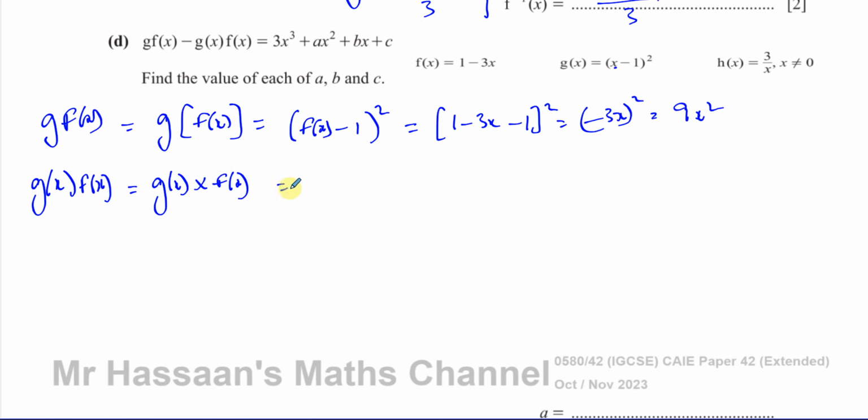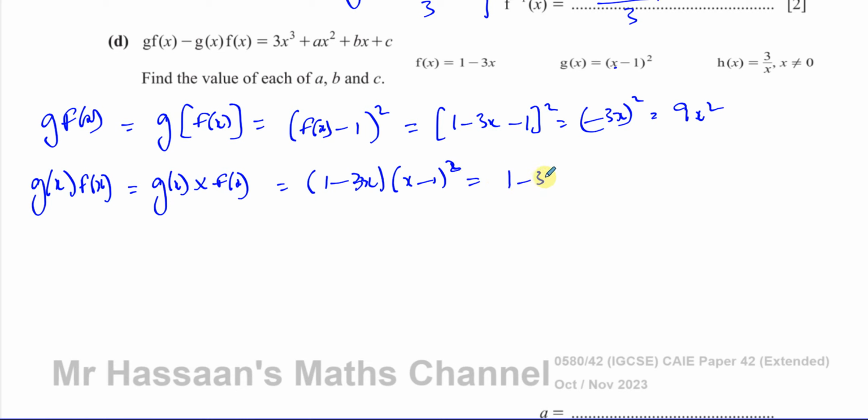And then we have g(x) times f(x), which is when I multiply these together. So I have (1 minus 3x) times (x minus 1) squared. That's g(x) times f(x), and we have to show that when I subtract these two, I get this expression over here. So let's expand this first.